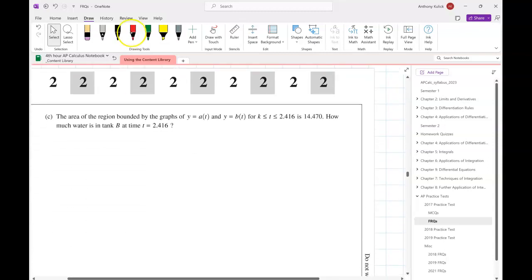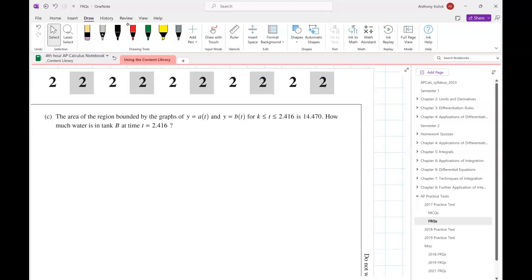There are a couple of points you could have scrimped out of here. Part C is 2 points. So it says the area of the region bounded by the graphs of A of t and B of t between k and 2.416 is 14.70. How much water is in tank B at time 2.41?